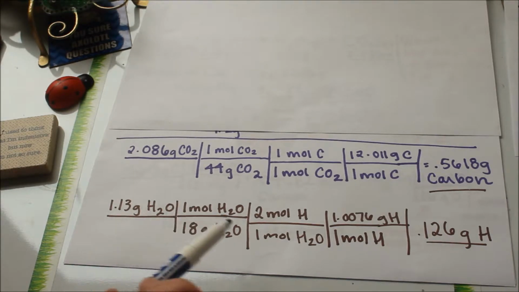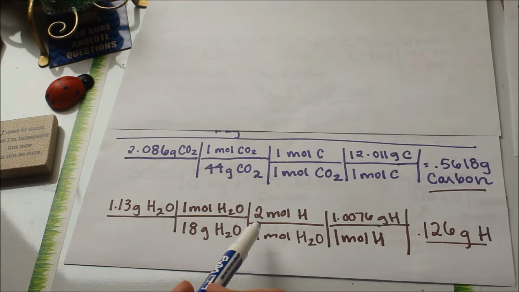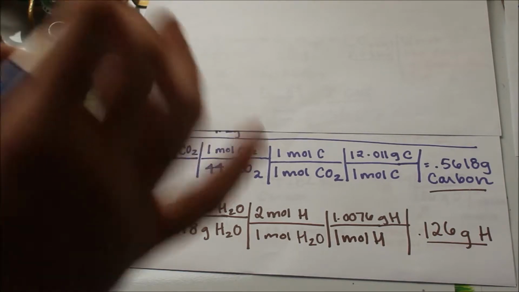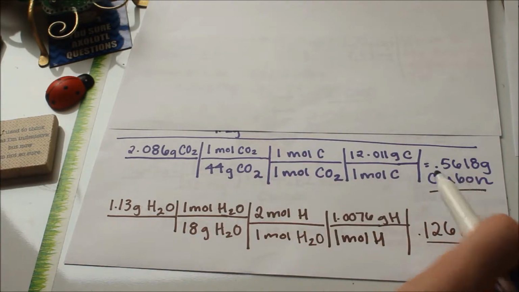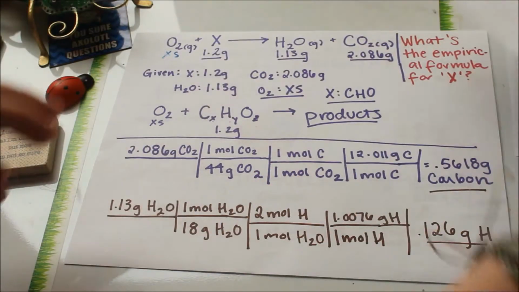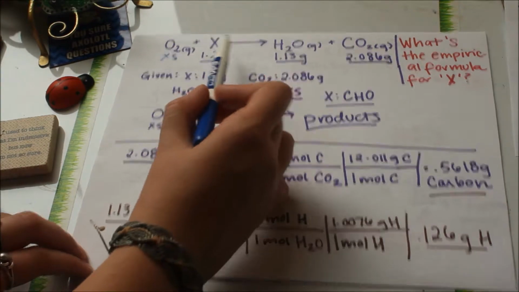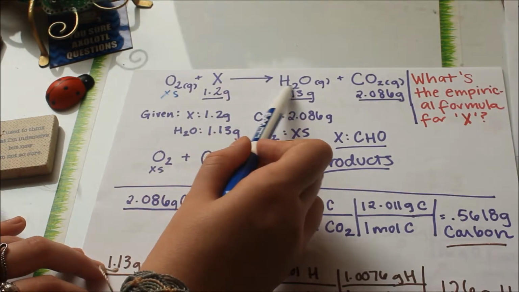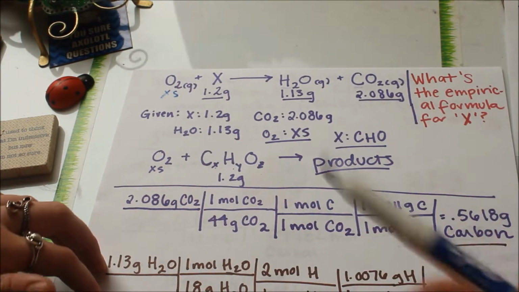1.13 grams water is converted to moles of water. And then from there, we're calculating moles of hydrogen, and notice the 2 moles H because of that awesome molar ratio. And then from there, we calculate grams of hydrogen produced. So far, what we've calculated is the grams of carbon and hydrogen produced from this equation. So grams of this and grams of that.